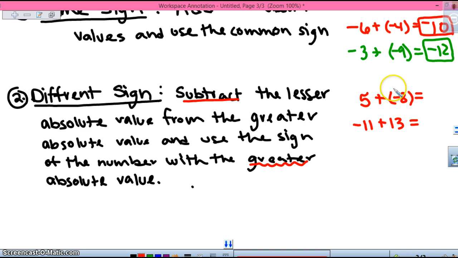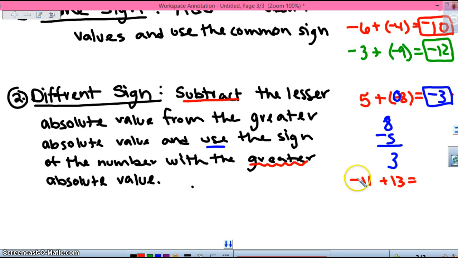So what does that mean? What is the greater absolute value in 5 plus negative 8? The greater absolute value is 8. So if we do 8 minus 5, what do we end up with? 3. Then it says that after we subtract, we use the sign of the number with the greater absolute value. The number with the greater absolute value had a negative. That means this equals negative 3.